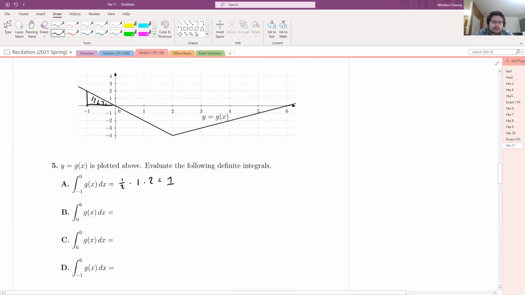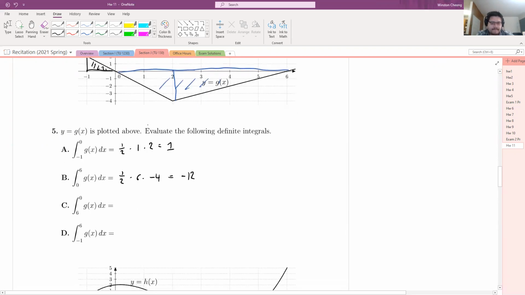For B, we see it's going to be this other triangle. Base is 6 and height is 4. So it's this whole triangle. And the thing is that the integral actually calculates the signed area. So notice that this region is actually below the x-axis. So we count this area negatively. 1/2 times base times height. The height is -4, so I can just write it like that. And then that's going to give me the value -12. And I can box these answers.